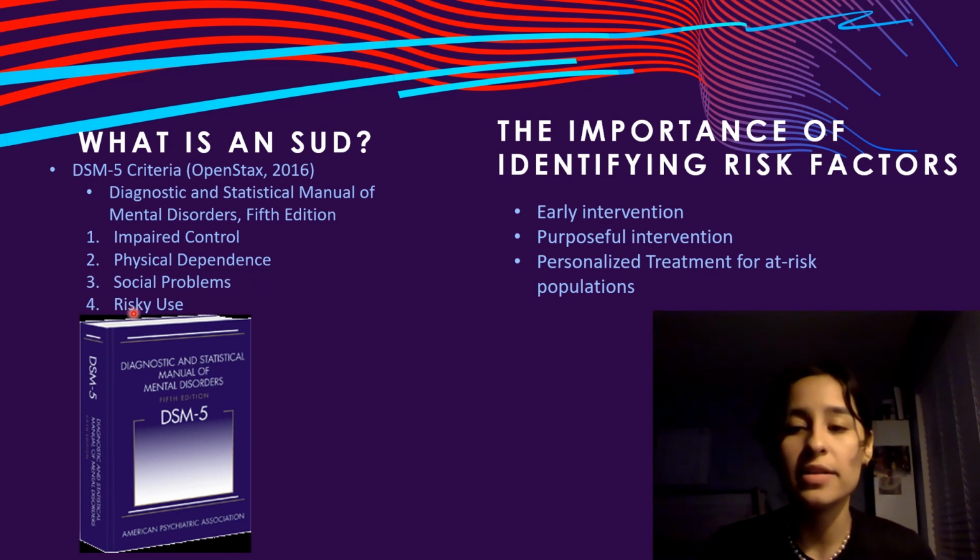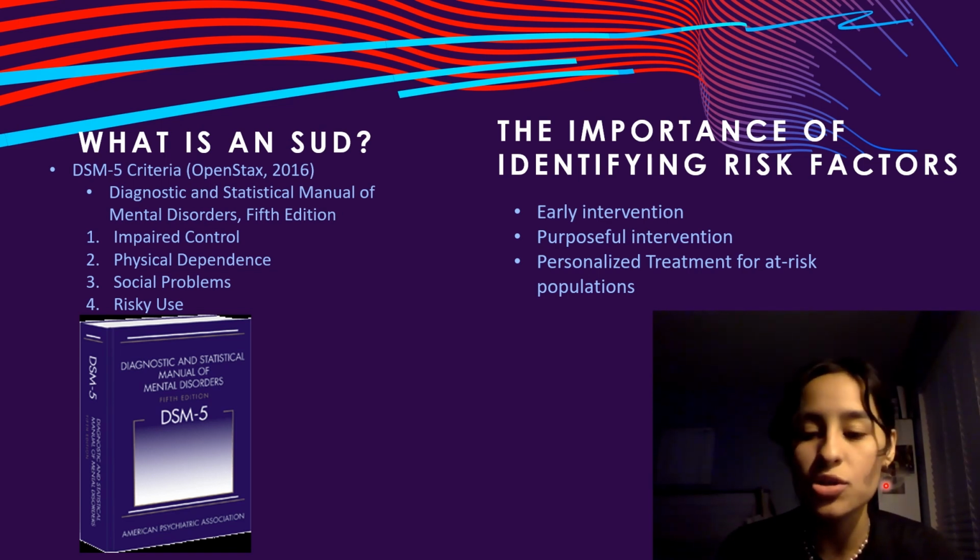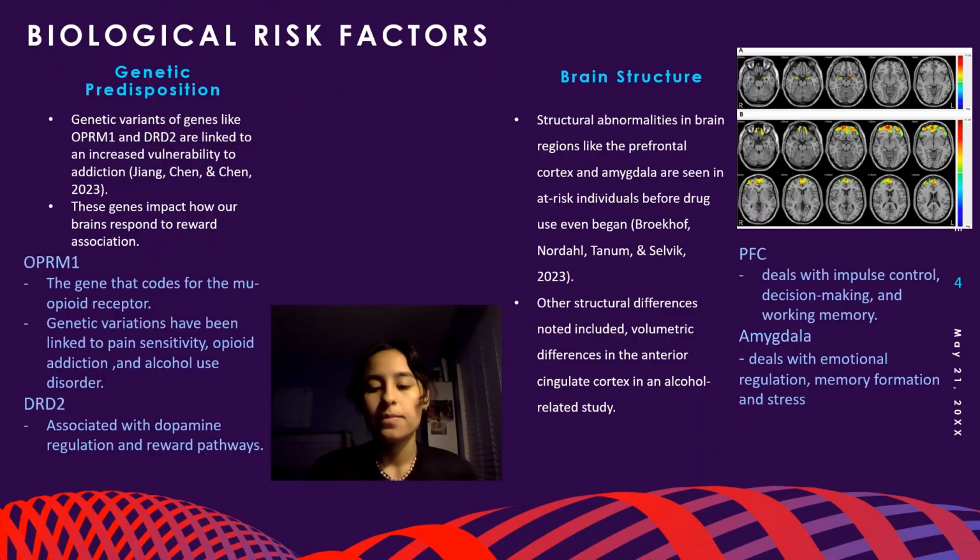The importance of identifying these risk factors is early intervention, purposeful intervention, and personalized treatment for at-risk populations. First, we're going to talk about biological risk factors. A little bit of how I broke up this literature analysis: I reviewed 3 studies for biological risk factors, 3 studies for environmental risk factors, and 3 studies for the implications of treatment to find the most effective form.